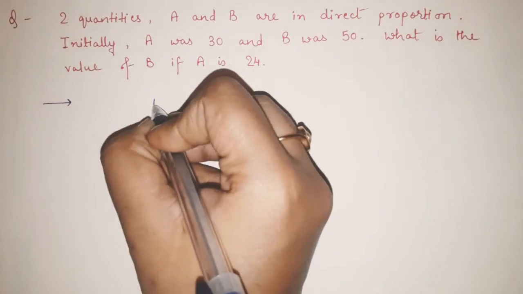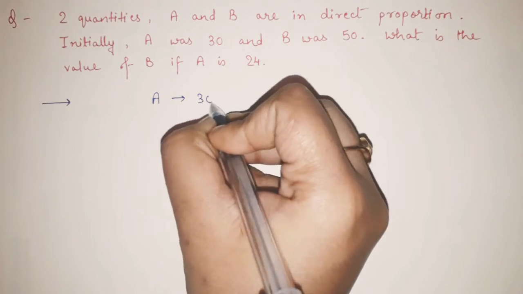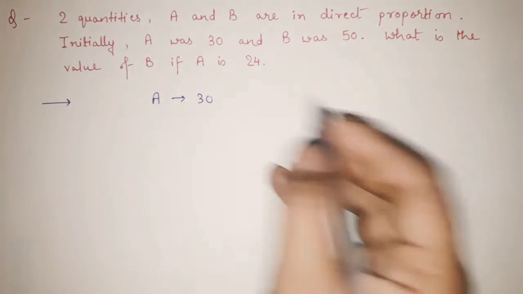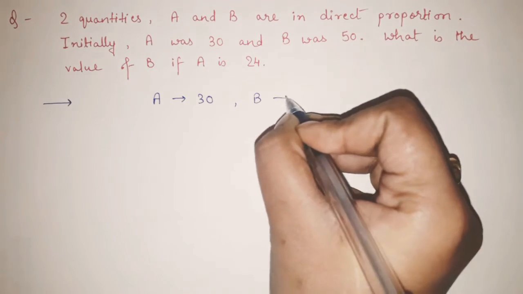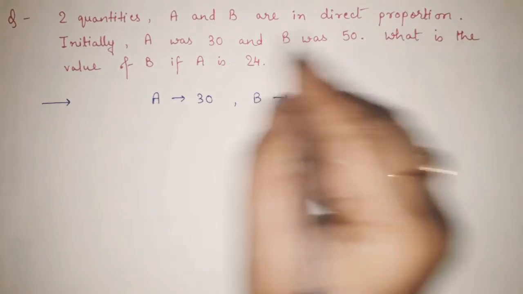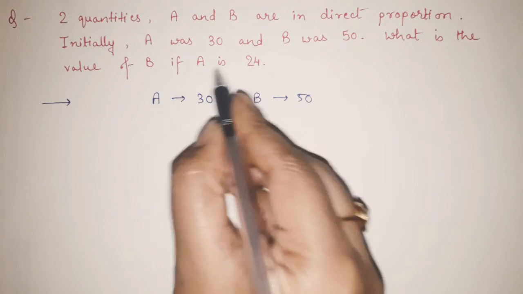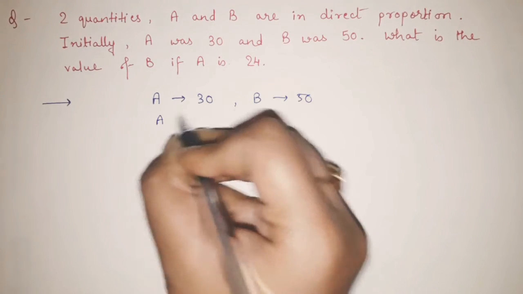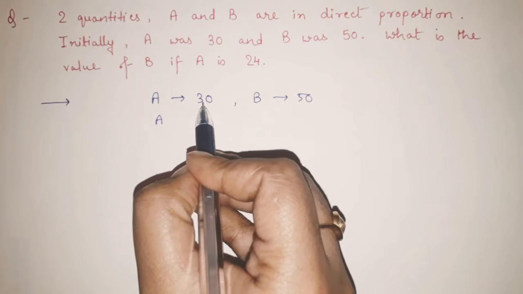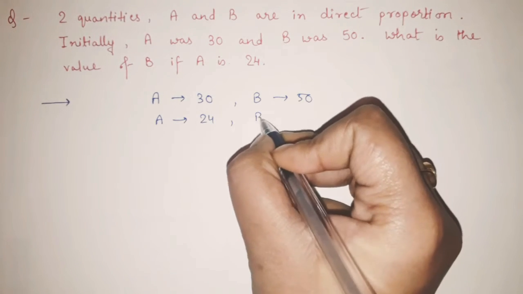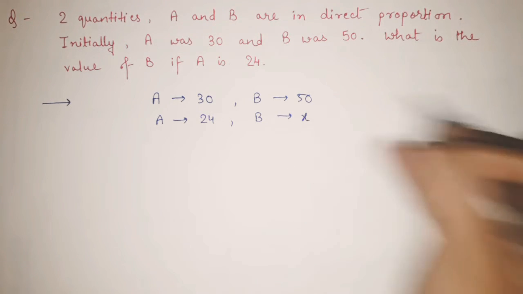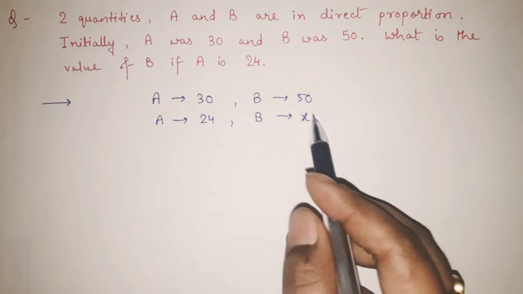So see, the value of A is given as 30. That means A was 30 and B was 50. That means when A is 30, at that time B is 50. What is the value of B if A is 24? Now see what they are asking: when A is 30, B is 50. Now when A is 24, then B will be what? Let's say we assume X, and now you have to find this X.